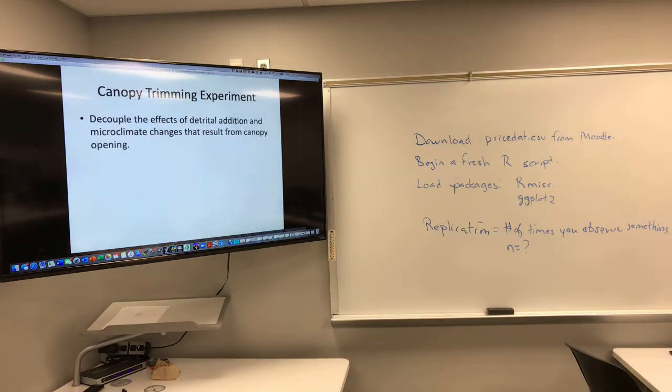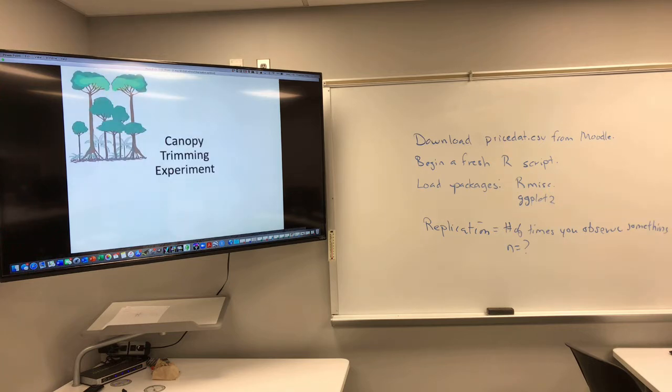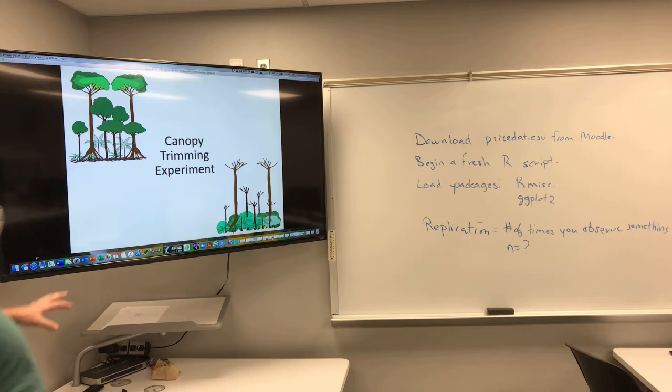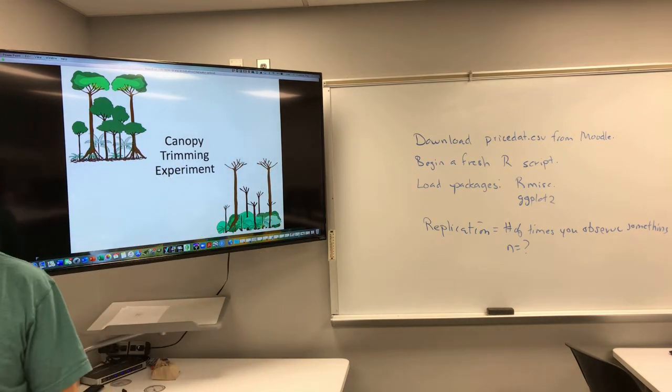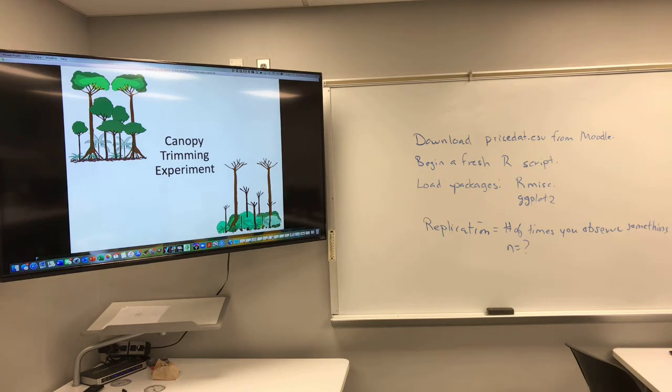So we foolishly got this bright idea that we would try and decouple these two things by doing an experiment. And so this is called the canopy trimming experiment. We have a set of plots that are just control plots. It's got a full forest canopy and it's got a full leaf litter layer at the bottom on the forest floor. Then we have a hurricane simulation where we hired arborists to go in and they cut the canopy out of the forest and then just deposited that onto the landscape. This is basically what happens during a hurricane. You get canopy opening and you get this detritus addition.